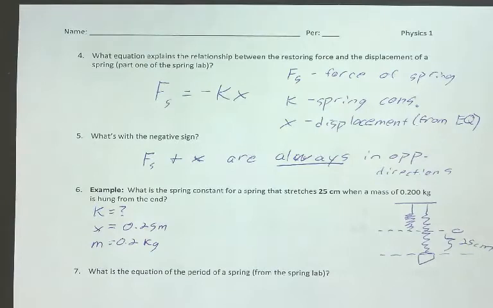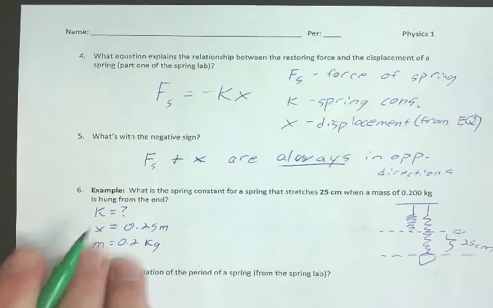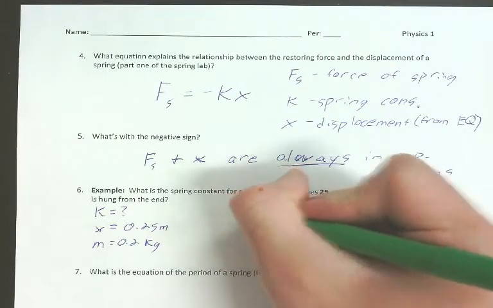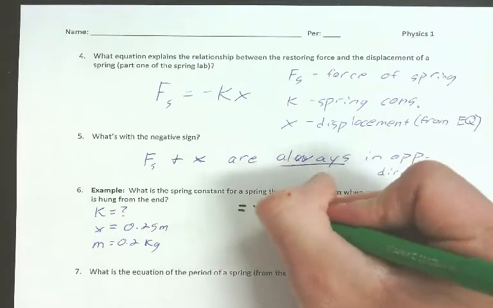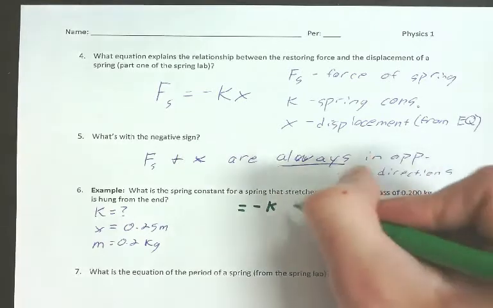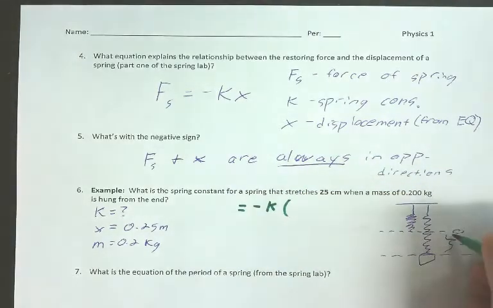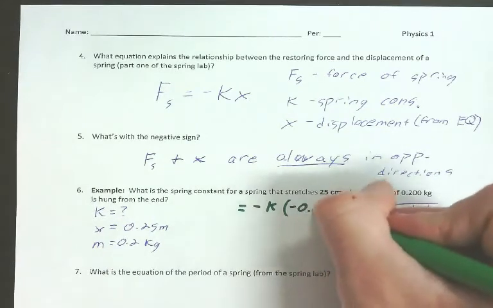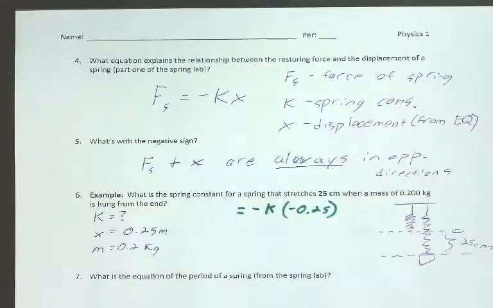When I'm setting this up, I'm setting up the equation F equals negative Kx. F is not given, so I'm just going to leave it blank for now. Negative K, I'm solving for K, and X is equal to 0.25. Since I'm stretching it down, I'm going to call it negative 0.25. But that doesn't change the fact that I don't know what F is. So this is where I have to think about what's going on.